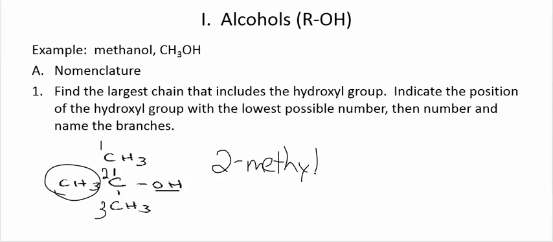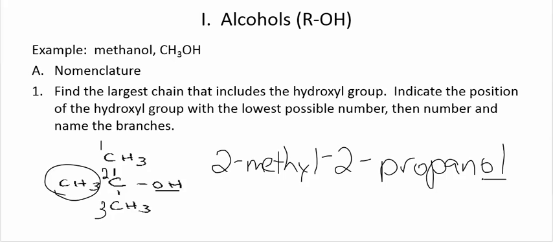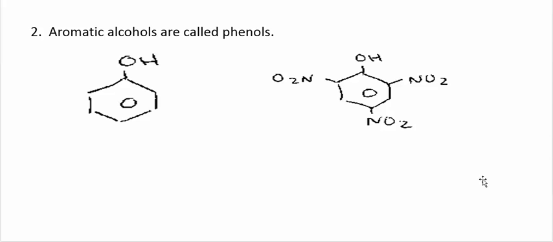We have to indicate where the hydroxyl group is at. So 2, and then the 3-carbon chain is prop. So propanol. The suffix for alcohols is OL. Aromatic alcohols are called phenols.